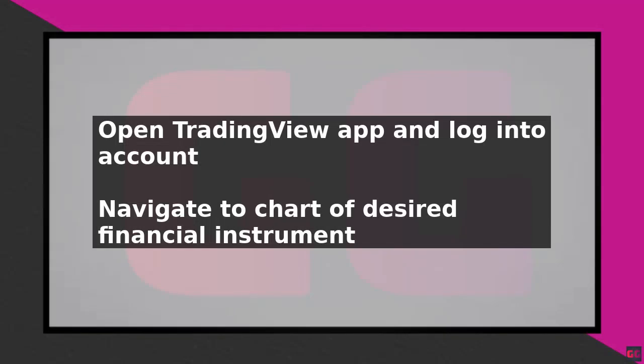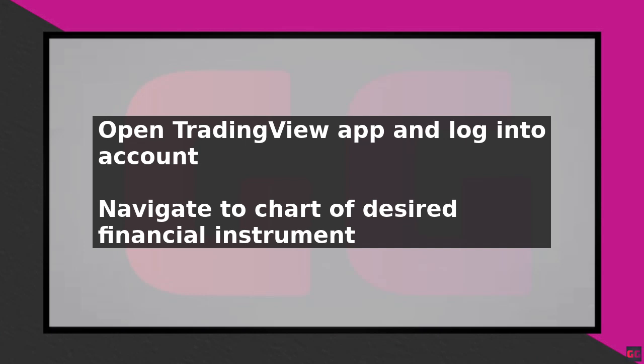To enter a trade on Tradingview Mobile, you will need to have the Tradingview app installed on your device and an account set up with a brokerage firm that is connected to Tradingview. Start by opening the Tradingview app and logging into your account.